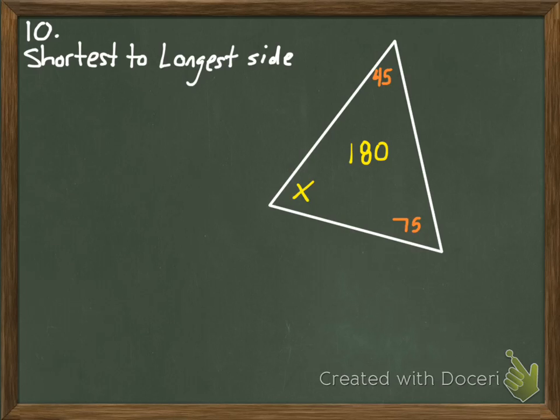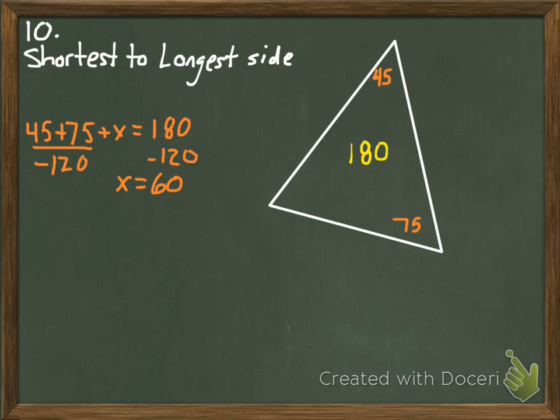I'm going to call that other angle, angle x. Then to do the math, we're going to do 45 plus 75 plus x equals 180. And 45 plus 75 is 120, so I'm going to subtract 120 from both sides, and then I get x equals 60. Now I can replace my x with 60. I'll erase out the mess in the middle, and now we know our three angles.